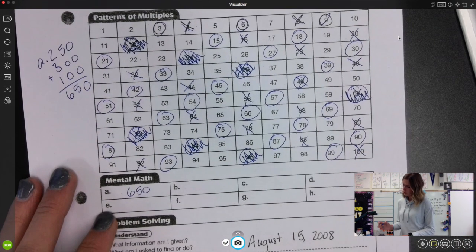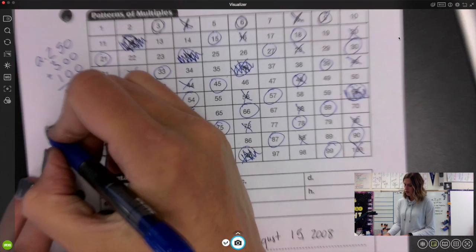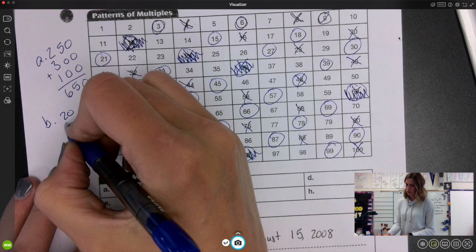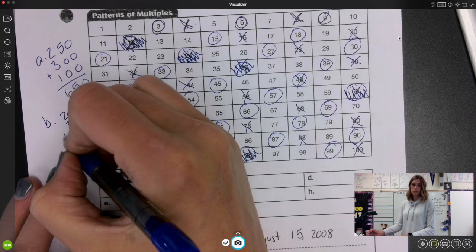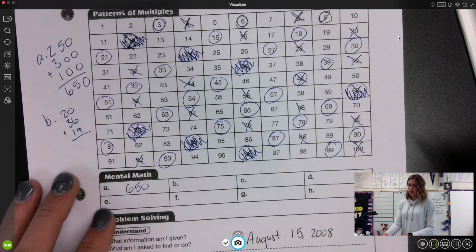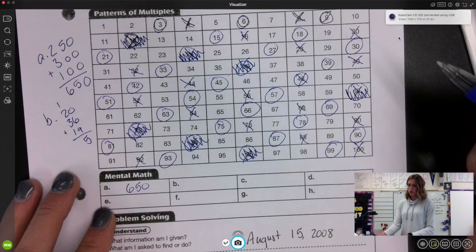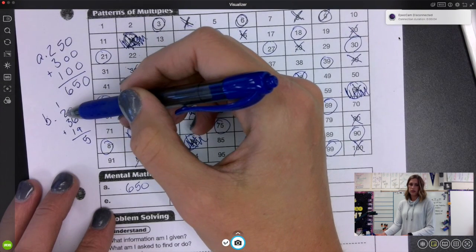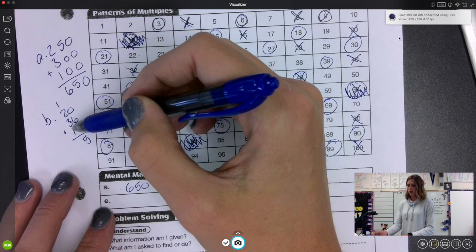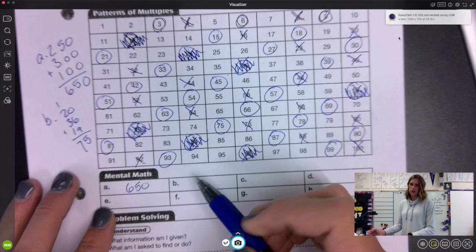Then we go on to B. B says 20 plus 36 plus 19. 6 plus 9 is 15. 1 goes up, 5 comes down. 1 plus 2 is 3. Plus 3 more is 6. Plus 1 more is 7. So we get 75.